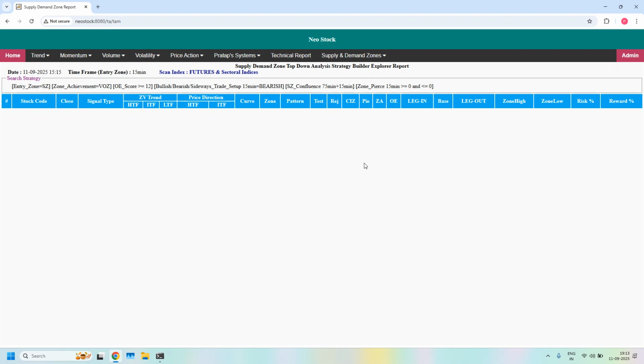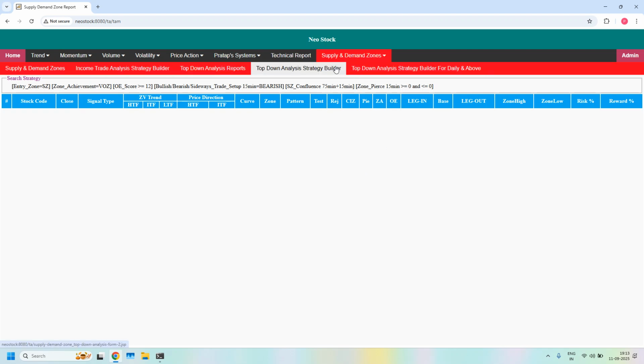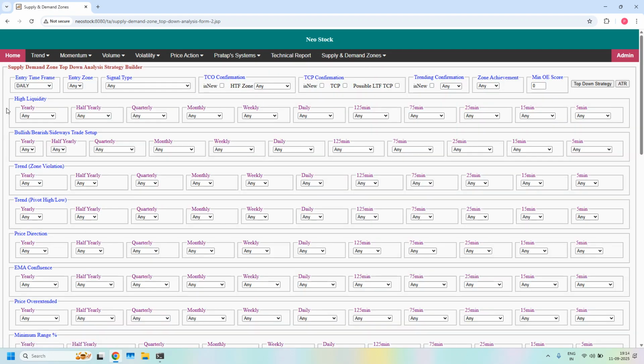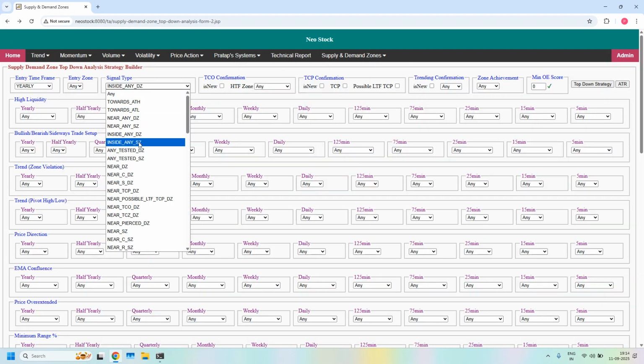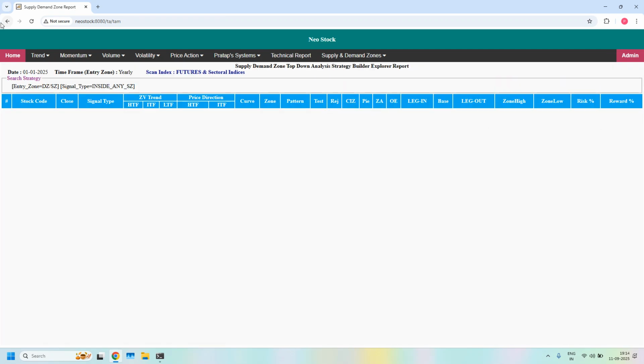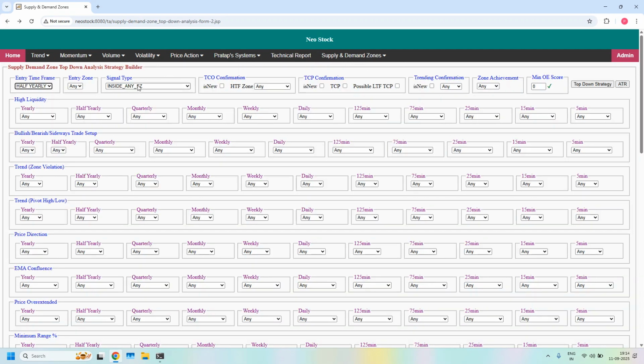Next, I will generate NIFTY, stocks near demand and supply zones for different time frames, starting with yearly. Price closed inside the yearly demand zone. We got 3 stocks. Next, price closed inside the yearly supply zone. No stocks.